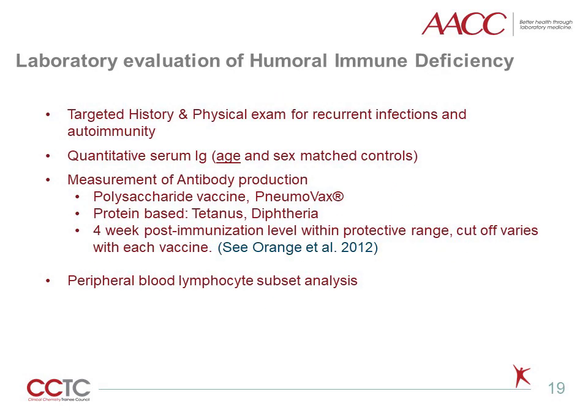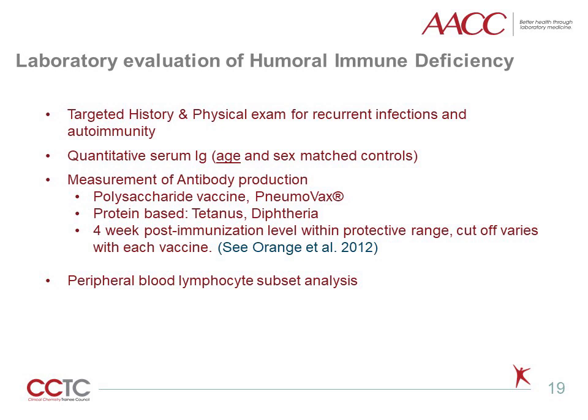In this slide, we discuss the laboratory evaluation for humoral immune deficiency. This should begin with a targeted history and physical exam for recurrent infections and autoimmunity. Following laboratory evaluation should be considered: quantitative serum immunoglobulins with age and sex matched controls, and measurement of antibody production to polysaccharide vaccine, Pneumovax, or protein-based vaccination such as tetanus and diphtheria.